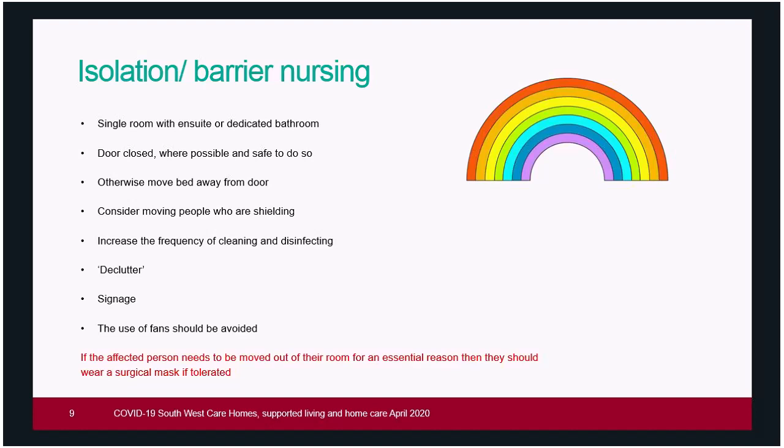And this rainbow sign is something that I've heard about, that a care home uses to indicate when a person is being isolated due to symptoms. You may have other methods, and again, we'd be keen to hear about these. If the affected person needs to be moved out of their room for an essential reason, then they could wear a surgical mask if it is tolerated.